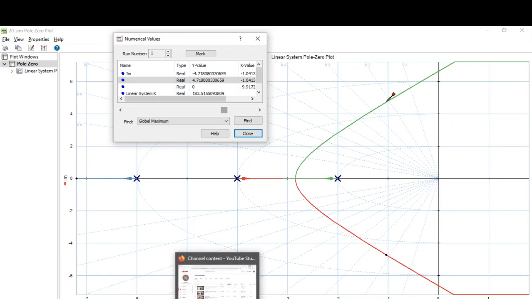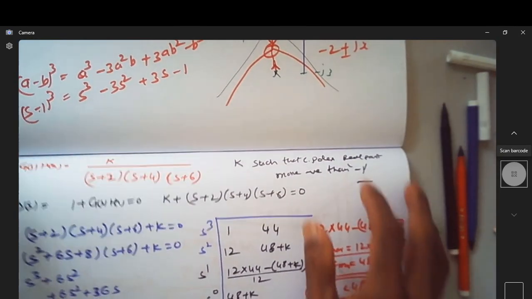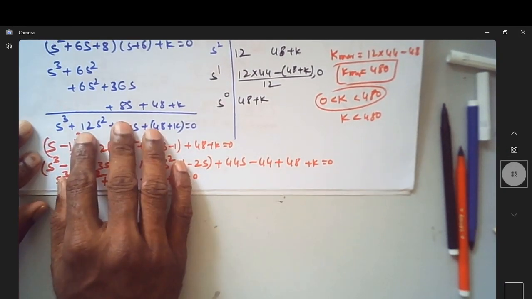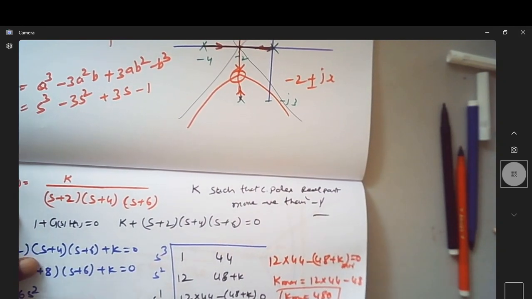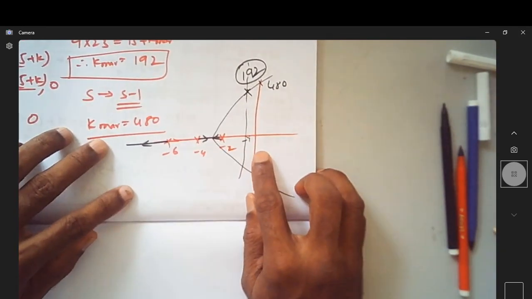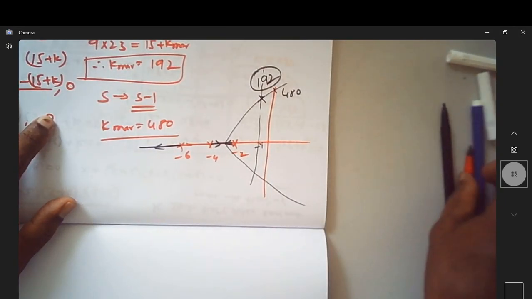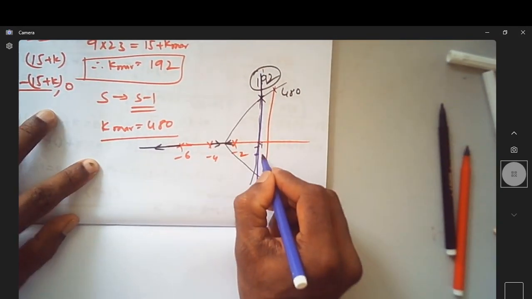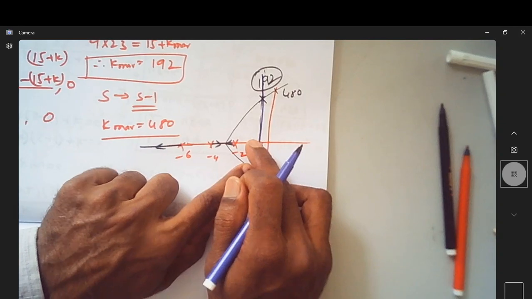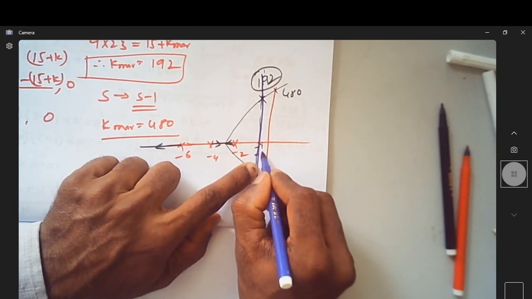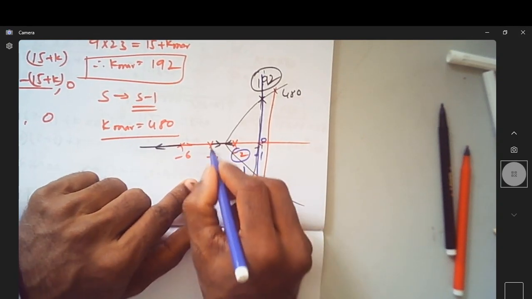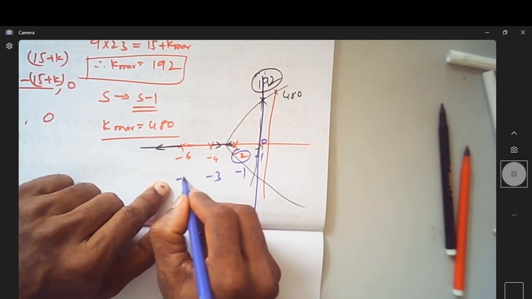Another confirmation of this is why we are replacing S by S minus 1. Let me clarify that. See here, we have replaced S by S minus 1. This is trying to shift the imaginary axis, instead of putting it at this point, to a new point where it is at minus 1. When this minus 1 becomes the origin, what will be these values? This minus 2 will become minus 1, this minus 4 will become minus 3, this will become minus 5.